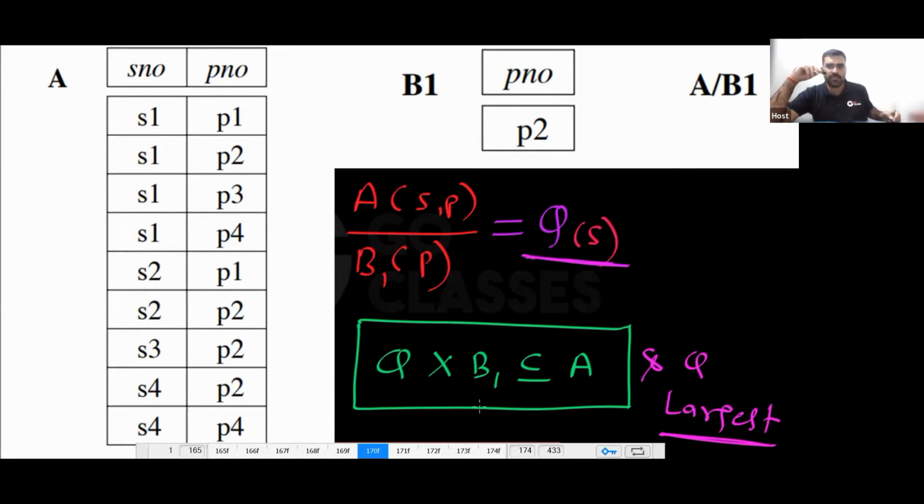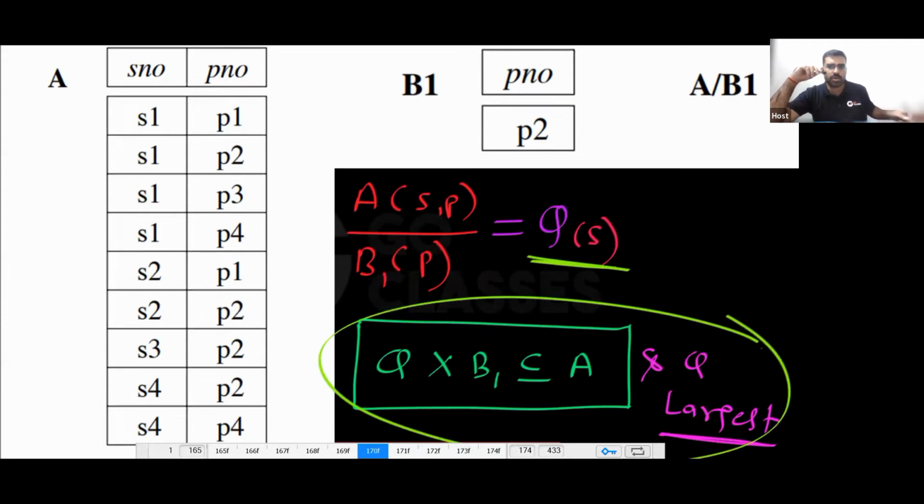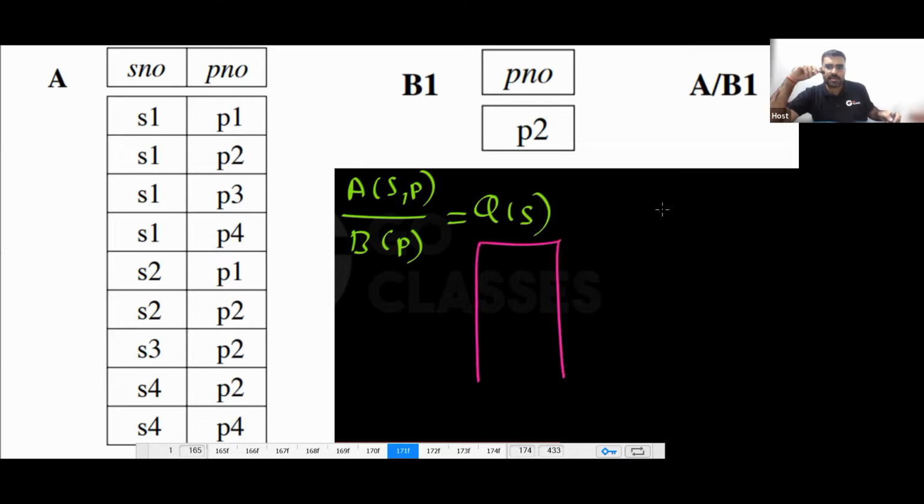So we found the schema. Step by step I am going. Now, can you guarantee this is the schema? Yes, of course, because Q cross B1 should be a subset of A, and this Q must be largest. Now you have to satisfy this condition. So this is A; in this A you have S comma P. In this B you have P. The final result will be Q with schema S, but this should be largest such that Q cross B1 must be a subset of A.